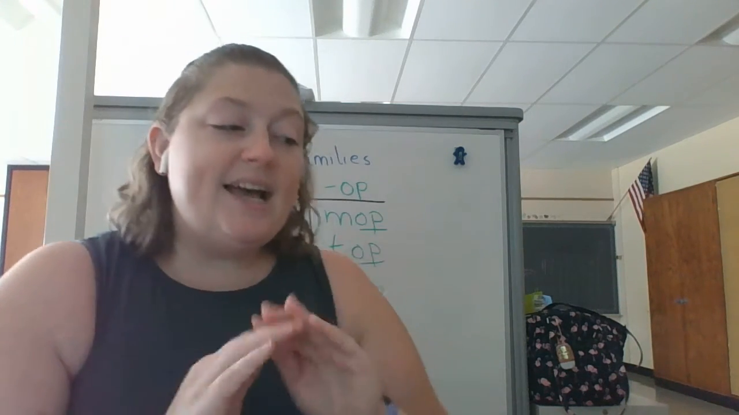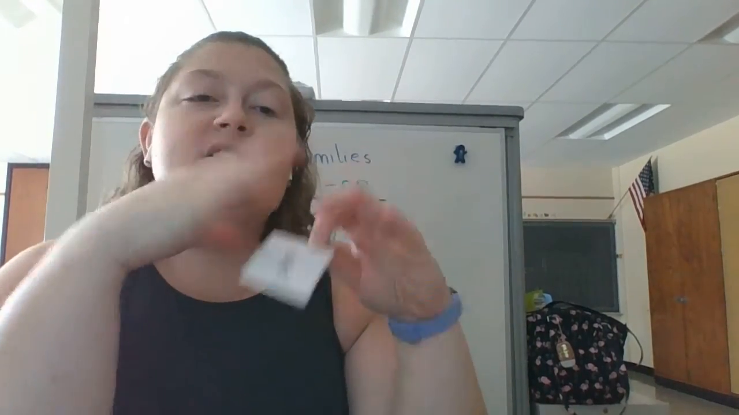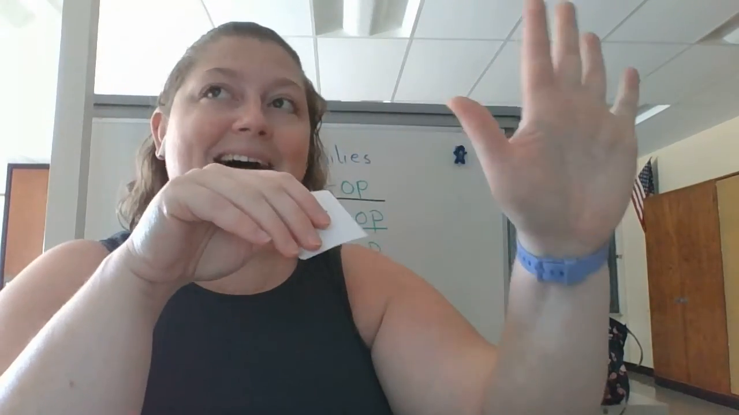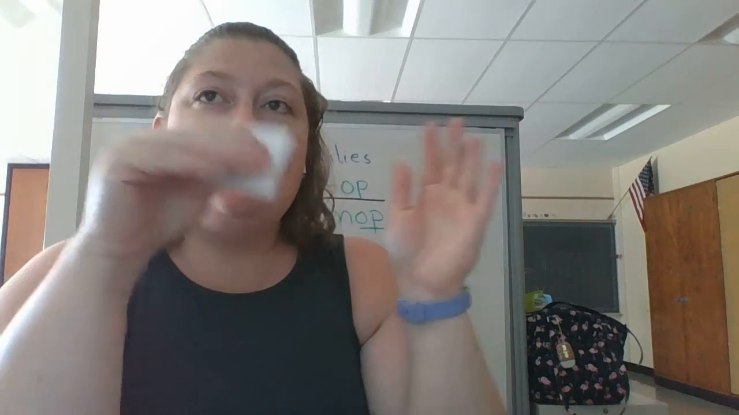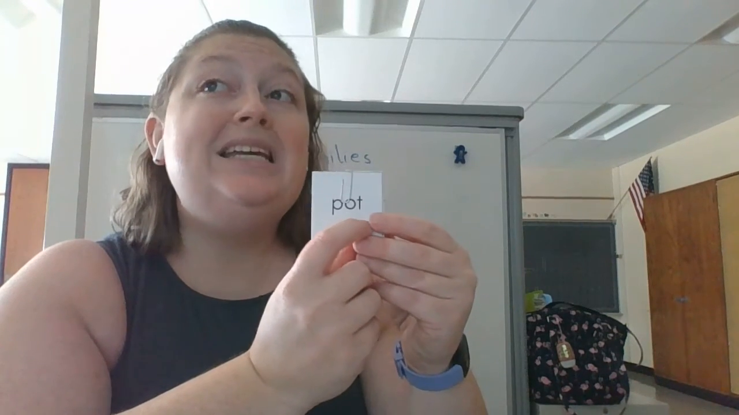So the last thing you're going to do today is you're going to take your little word cards, the little square ones, and you're going to spread them out and you're going to sort them into at and op word families. And then you can either write them on your whiteboard or another piece of paper, or you can just sort them out and read them. Make sure you practice reading them.